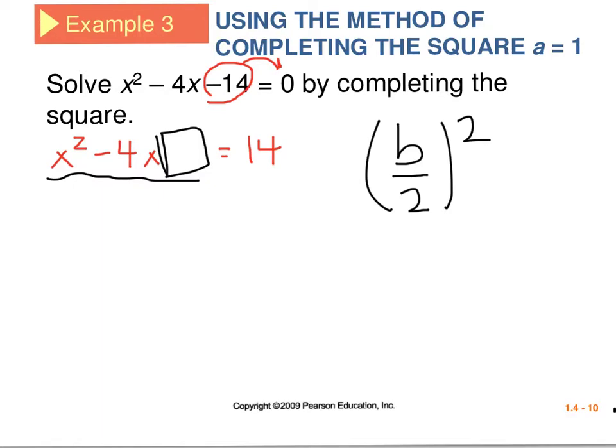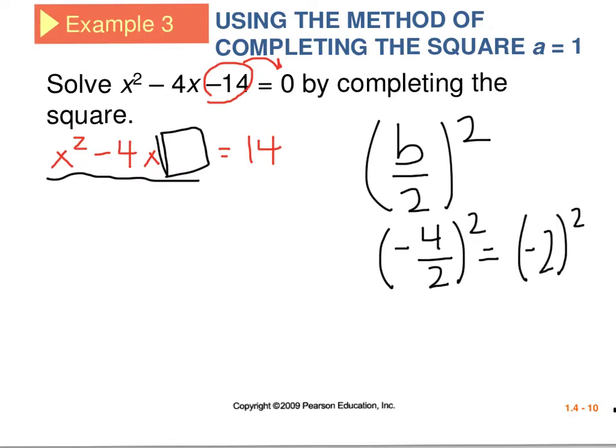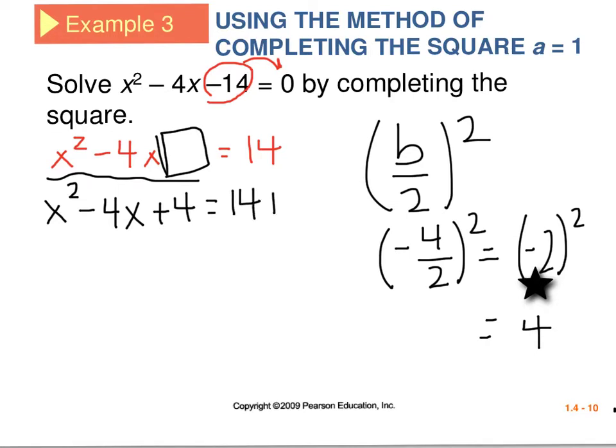And my b value is negative 4, so that's going to be negative 4 divided by 2 squared, which is negative 2 squared. And I'm writing out all the steps because when I do that, this number left in here is going to end up being something that I'm going to use. And so that's why I show each step. So if I finish this out, this is going to be 4. And that's the number I'm going to add to each side of the equation. So we have x squared minus 4x plus 4 here, and I would do 14 plus 4 on the right-hand side. And now what I've done is I've created a trinomial on the left-hand side here that will factor into a perfect square. And I'm going to do that using this number.